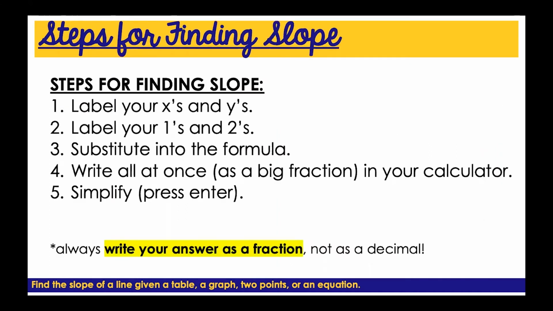These are the steps I like to use when I'm finding a slope. Step 1, label your x's and y's. Step 2, label your 1s and 2s. Step 3, substitute into the formula. Step 4, write all at once as a big fraction in your calculator. And step 5, simplify, just press enter. Remember though, always write your answer as a fraction for slope, not as a decimal. If you get a decimal answer, you're going to want to convert that answer back into a fraction.